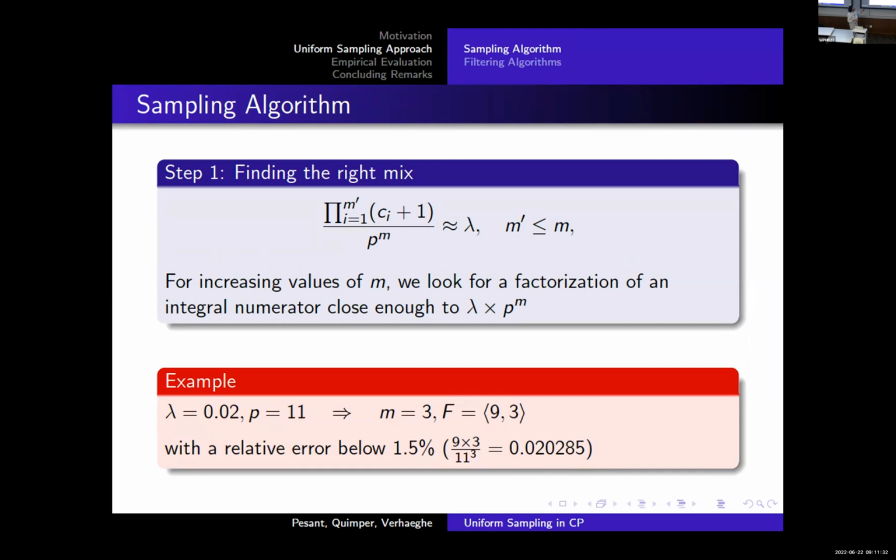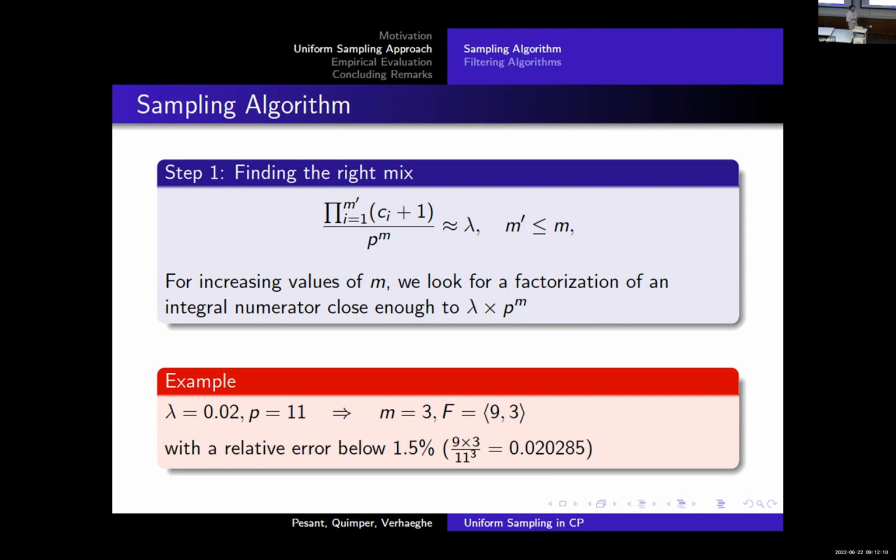M prime is the number of inequalities among those. So the rest are equalities, and that spells out this product here. You want that to be close to lambda, your desired sample size. So we'll look to factorize the numerator so that it's close enough to lambda times p to the power n. Now the factorization, don't be scared by it. We're using small numbers, so any factorization is not an issue here. We're not factoring very large numbers, okay? So that's what we want to do.